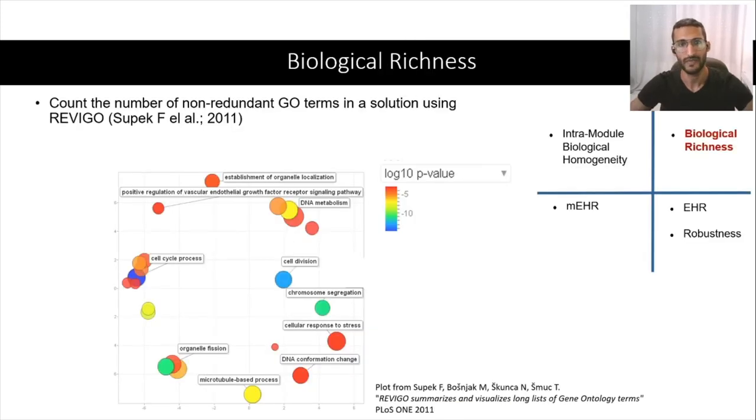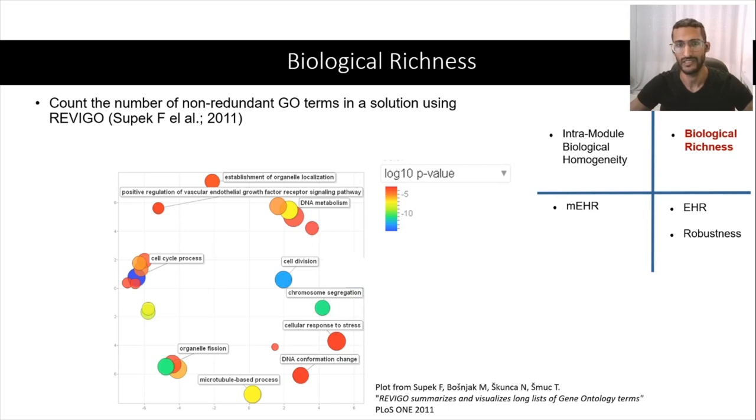Next criterion is biological richness. Here we want to measure the diversity of GO terms in the solution. However, simply counting GO terms is not enough, since multiple GO terms might represent similar biological processes. To deal with this issue, we used REVIGO, a method for deriving a non-redundant set of GO terms using a semantic similarity metric and counting the resulting number of GO terms.